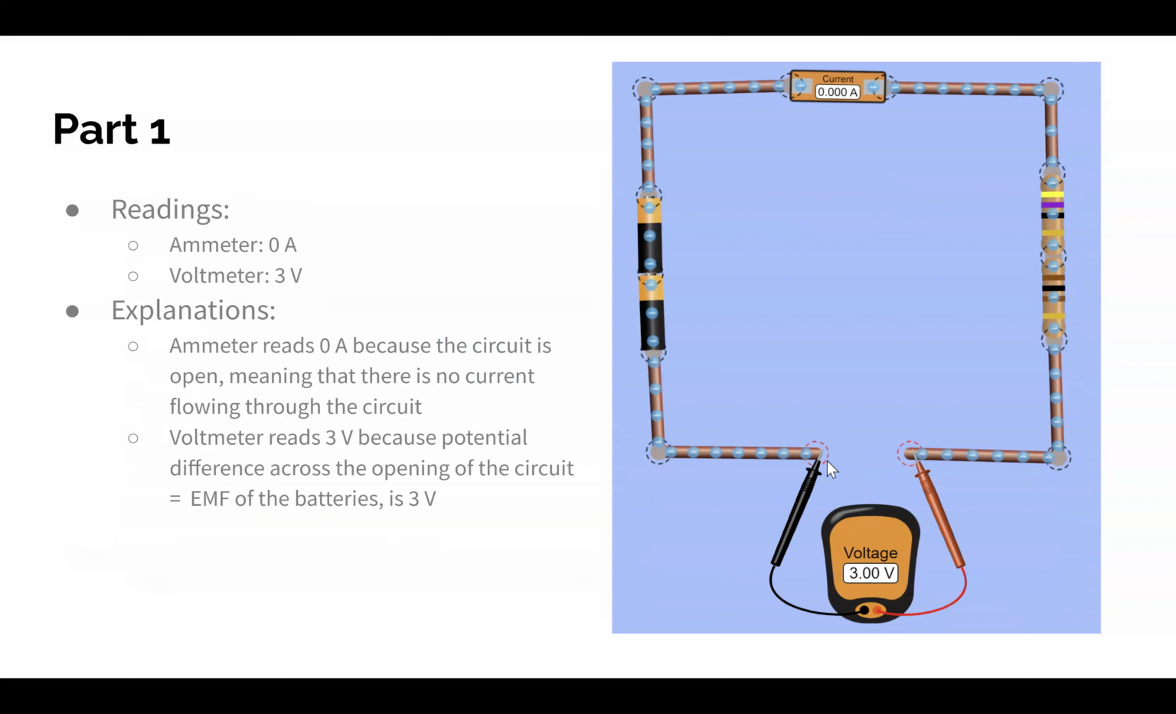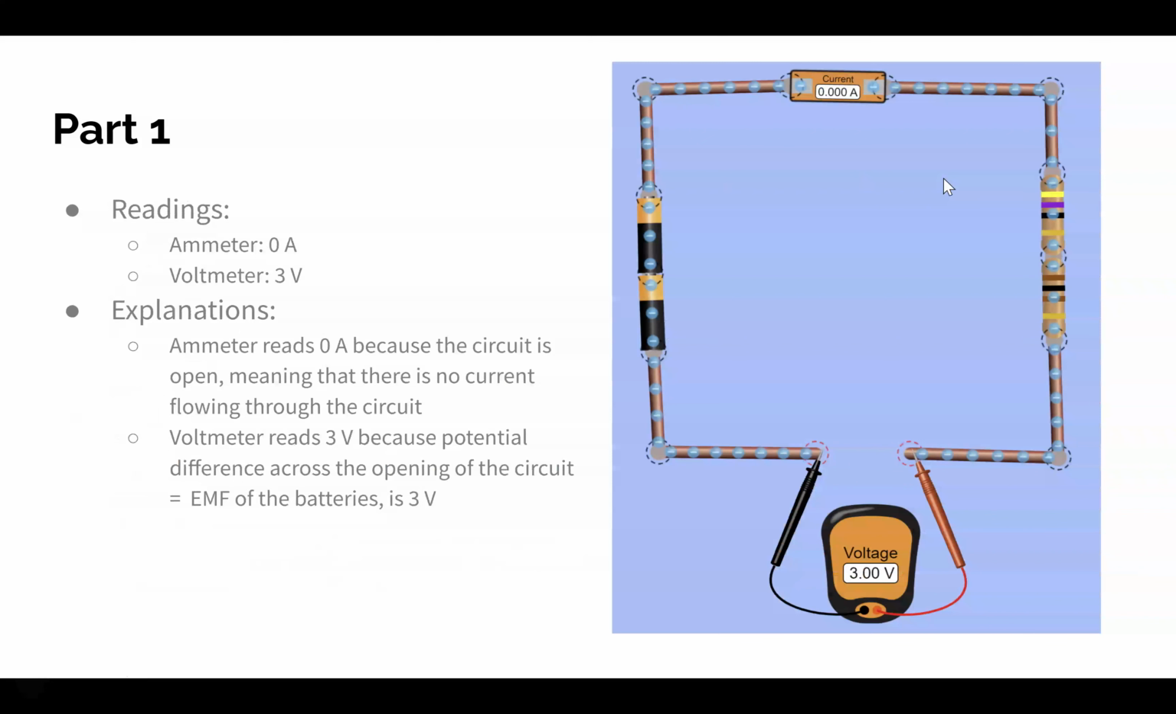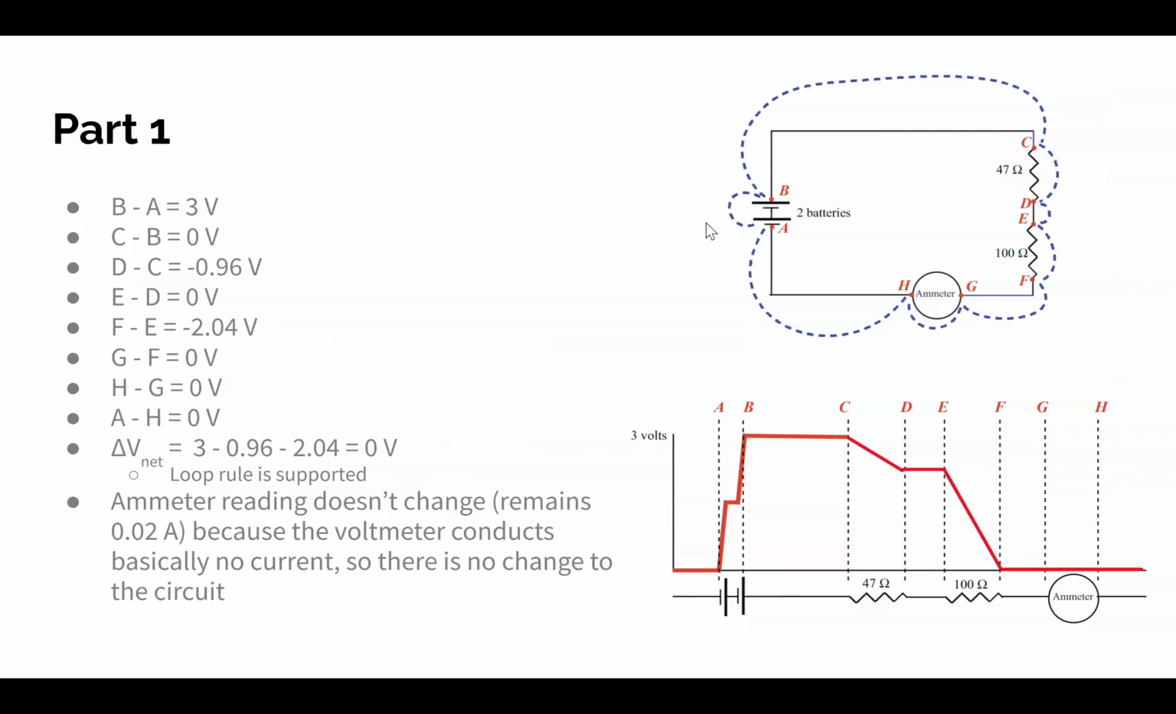And so here I replaced one of the ammeters with a voltmeter, and the remaining ammeter reads 0 amps, and then the voltmeter reads 3 volts. The ammeter reads 0 because the circuit is currently open, meaning there is no current flowing through, and the voltmeter reads 3 because the potential difference across the opening of the circuit is equal to the EMF of the batteries.